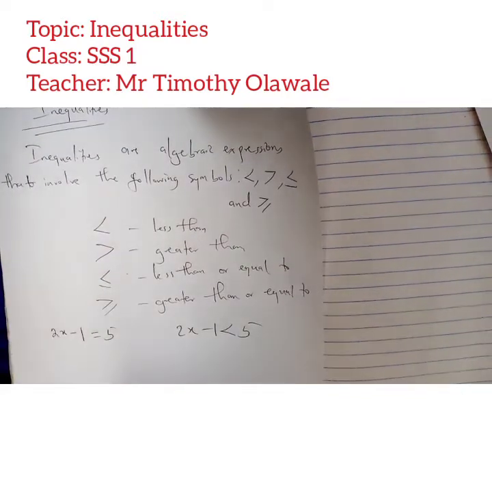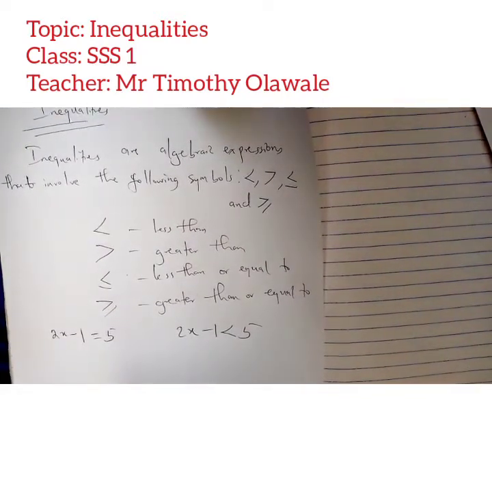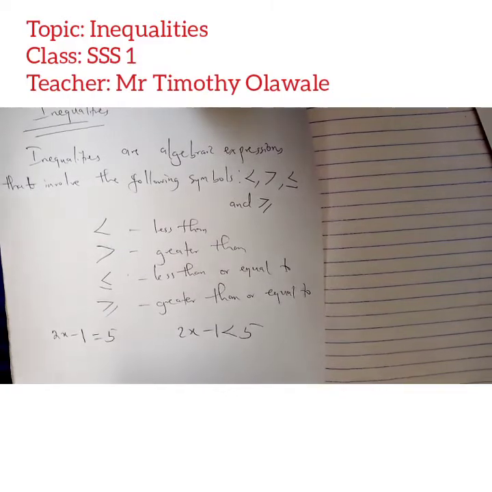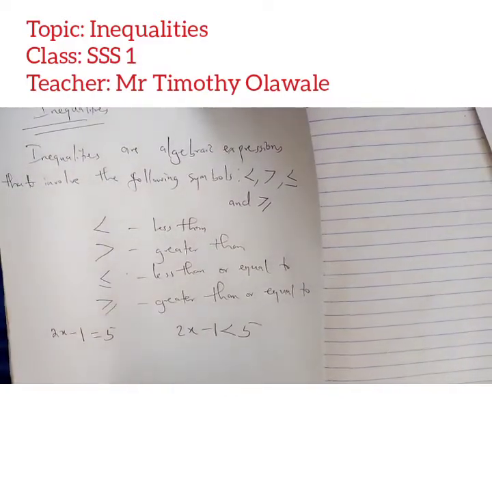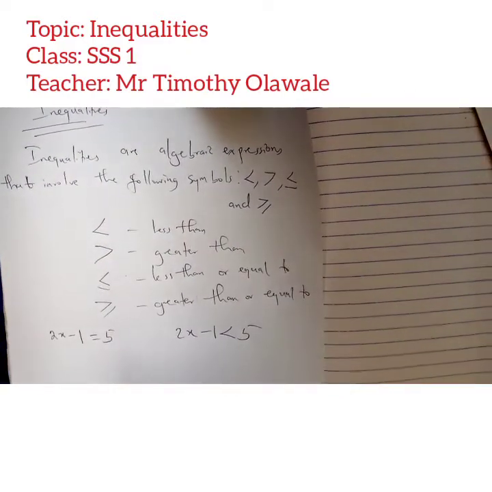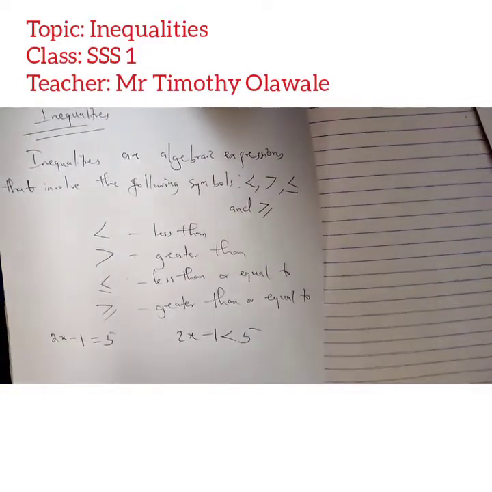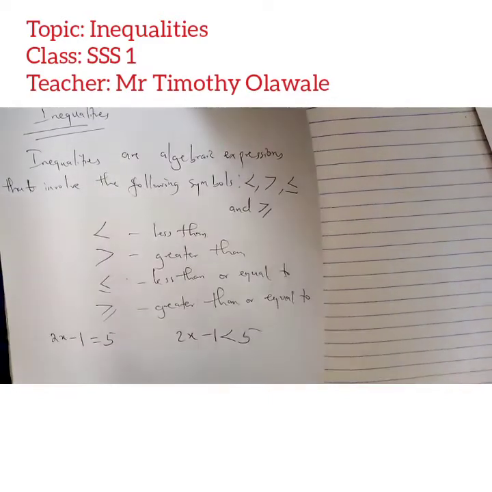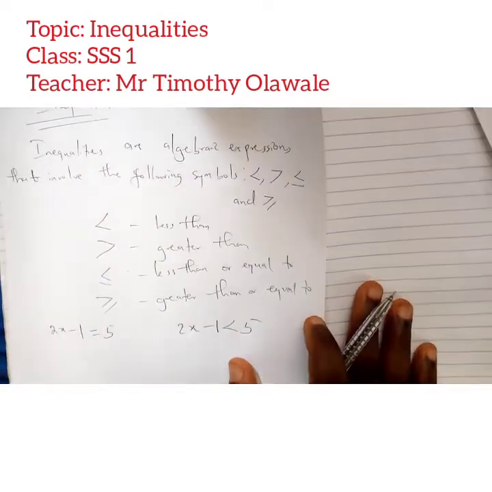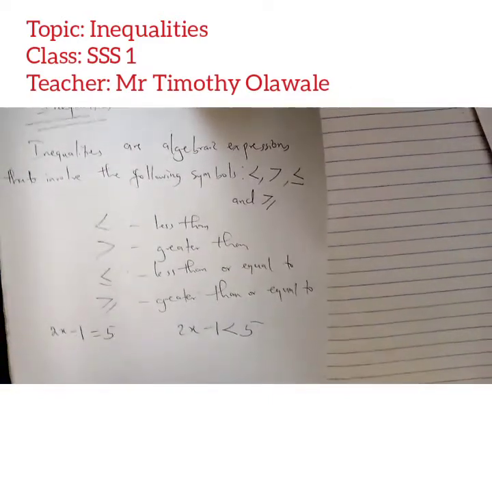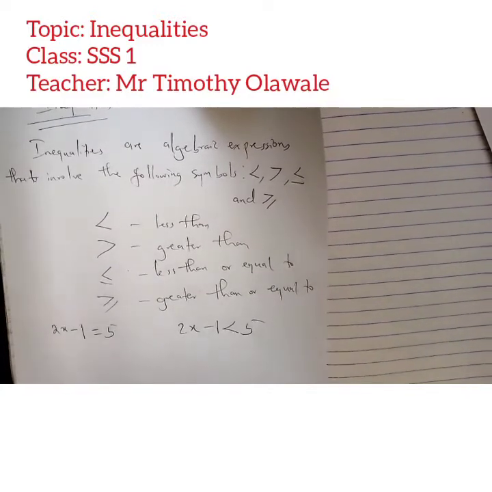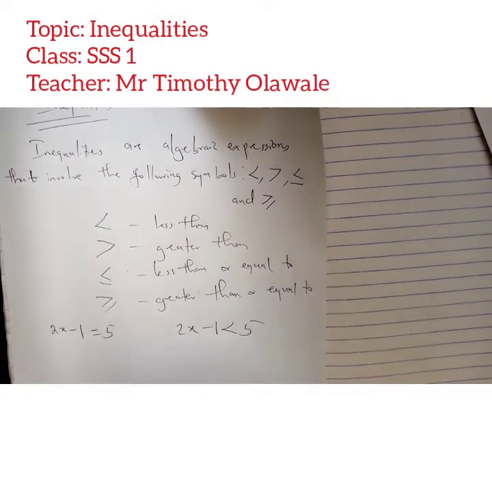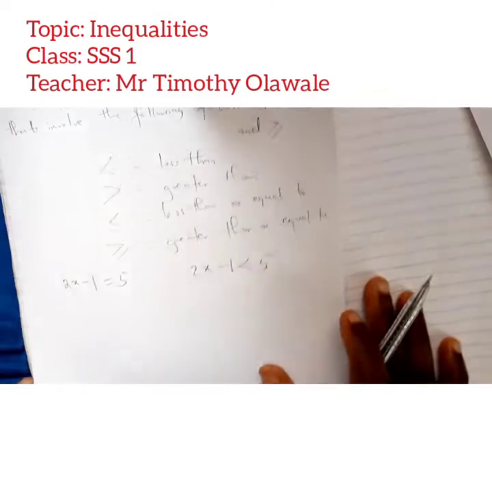So a normal equation will give you definite answers. Like if you solve 2x minus 1 equals 5, you should get x equals 3, right? But this will give you a range. So what we are looking for in inequalities is a range of values. Did you get that? We have a lot of similarities between solving equations and solving inequalities, so we're just going to go straight to examples.